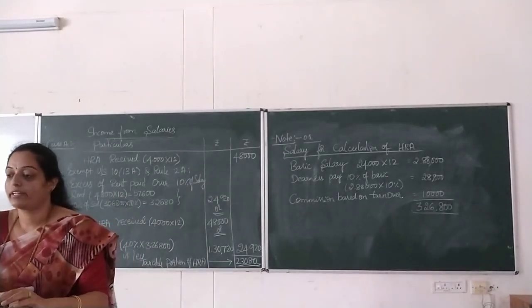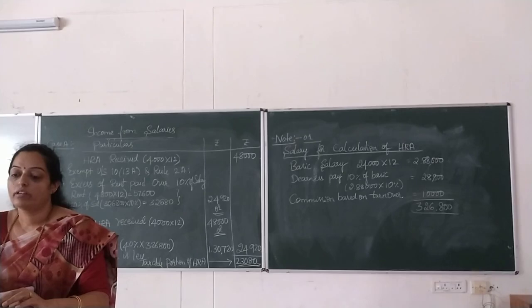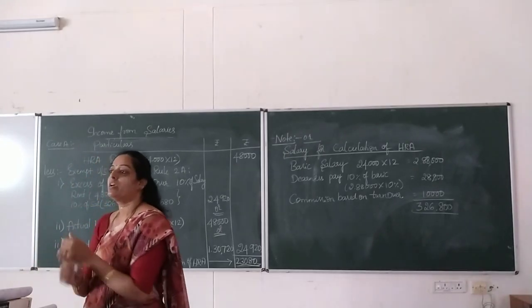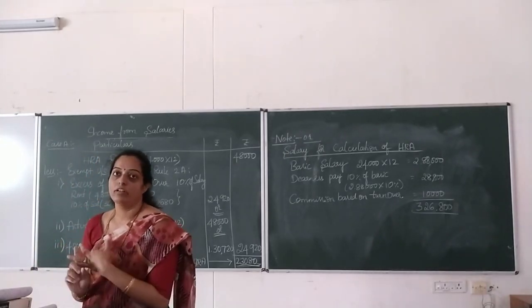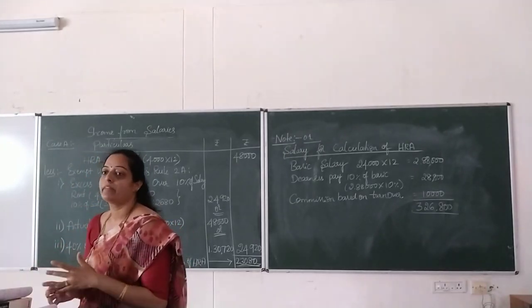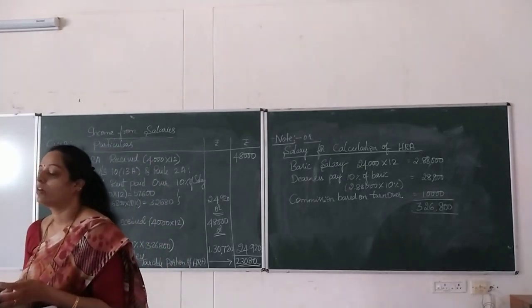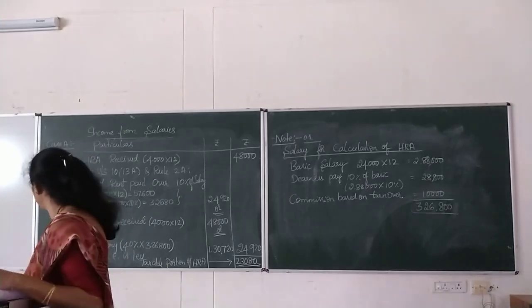If you have doubts, you can ask. It is easy, but you should know when we should take what, whether it is DA or DNS pay, or if it is rent. If rent is less or more, only the excess of rent we need to take, otherwise nil. Okay, let us do a problem like that.